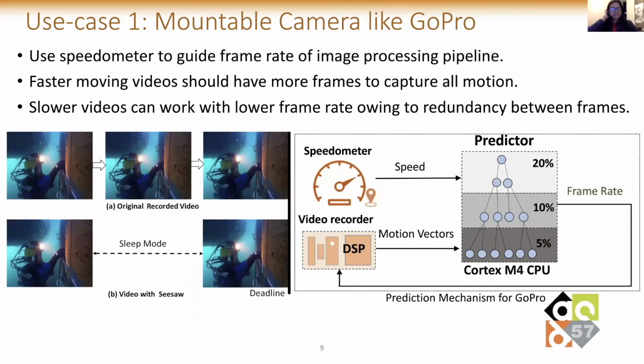In the schematic here, we show the speedometer along with motion vectors, where motion vectors take care of scenarios when the camera is still and surroundings are moving. Together they guide the frame rate using a decision tree predictor trained for different error tolerance.